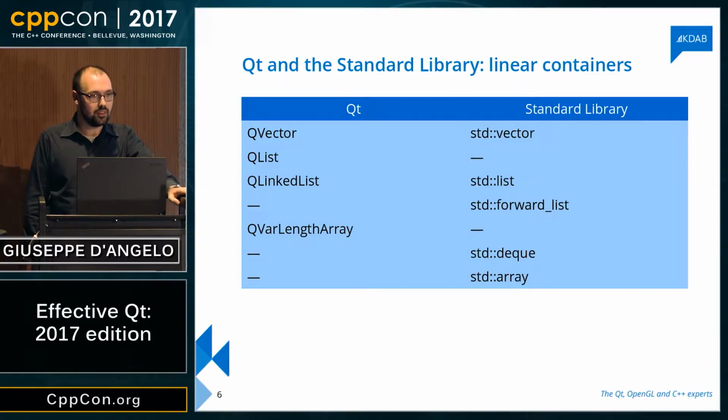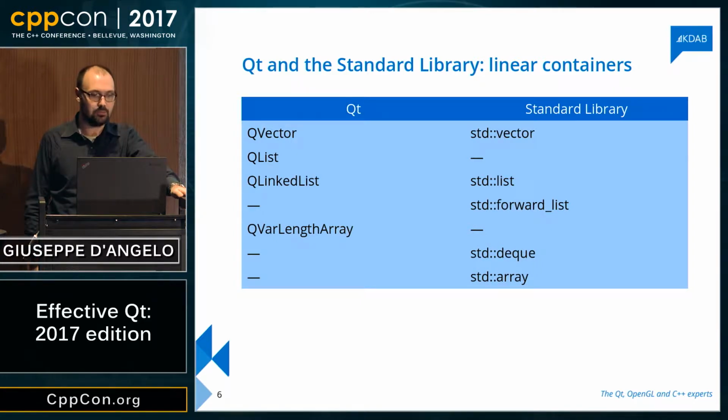So in Qt we have QVector, which is a rough correspondence of std::vector. It's a linear container. Elements are allocated in a contiguous memory region. We got something called QList in Qt, which has no standard library equivalent. There is a linked list in both Qt and the standard library. The standard library also now got forward_list, so singly linked lists. And there is in Qt another guy called QVarLengthArray, which does not have a corresponding container in the standard library.